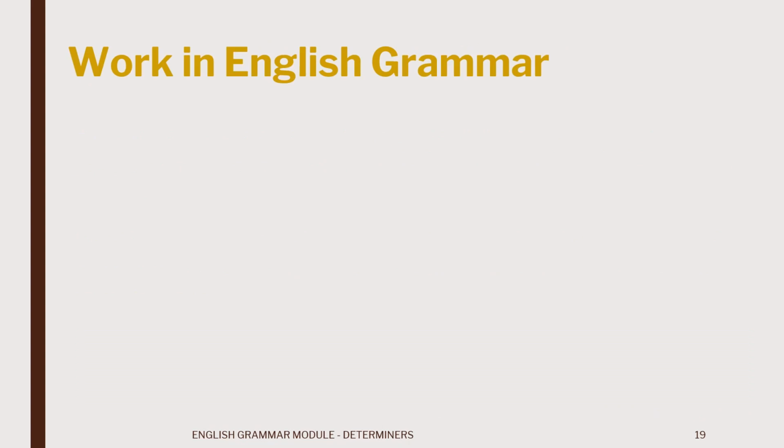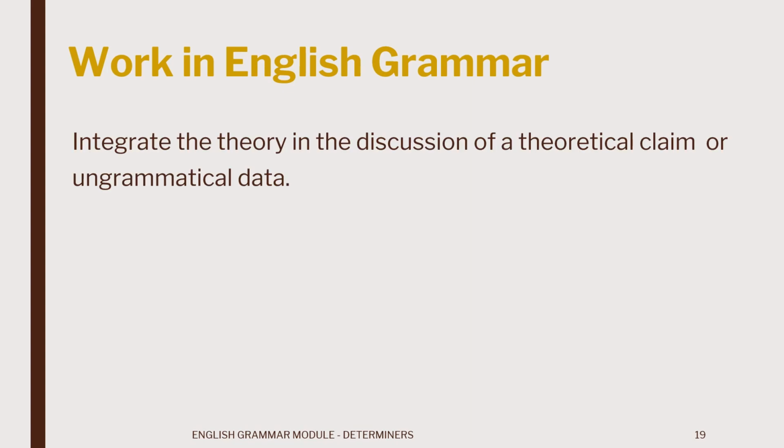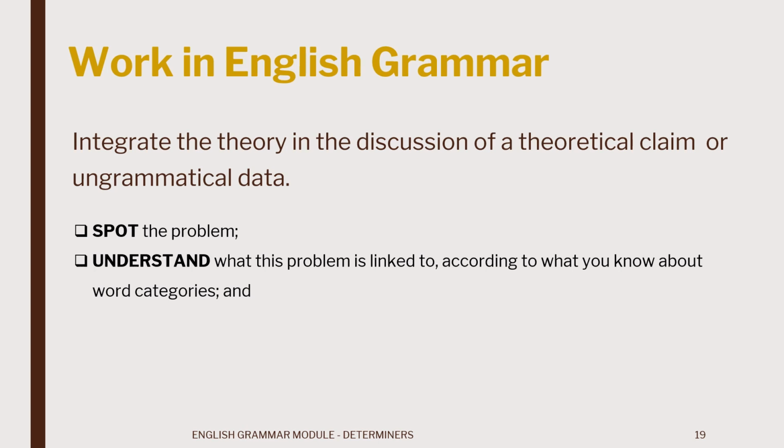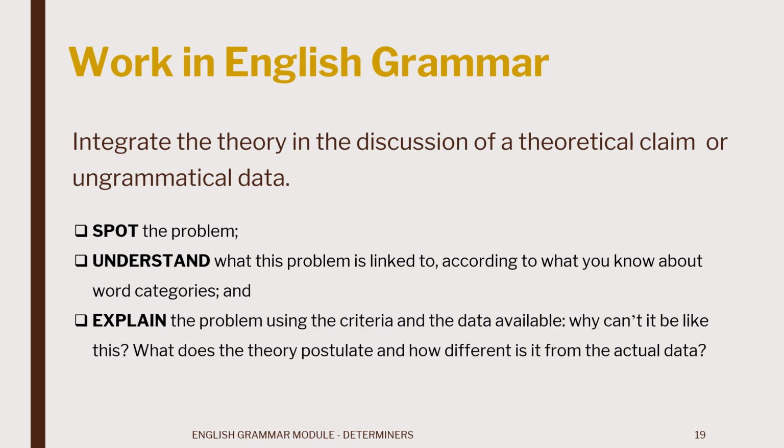Now that we have carefully analyzed the way in which determiners are fully described, we will apply all this knowledge and integrate it to discuss and solve grammar problems that involve sets with ungrammatical data. To do so, first we will spot the problem and see why that particular sentence is not possible in English. That is, we will try to understand what the problem is linked to according to what we know about word categories. And we will explain what the problem is.